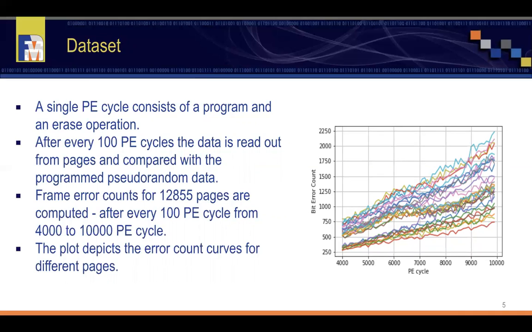The figure on the slide is a plot of the page error counts over P cycle count for a few pages in the data set. Now we can observe that the different pages have variation in the error count behavior.